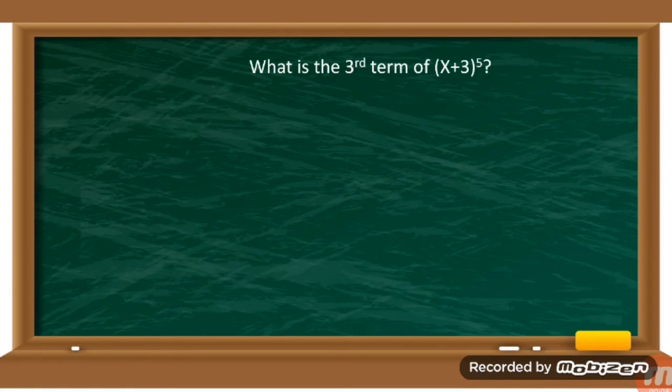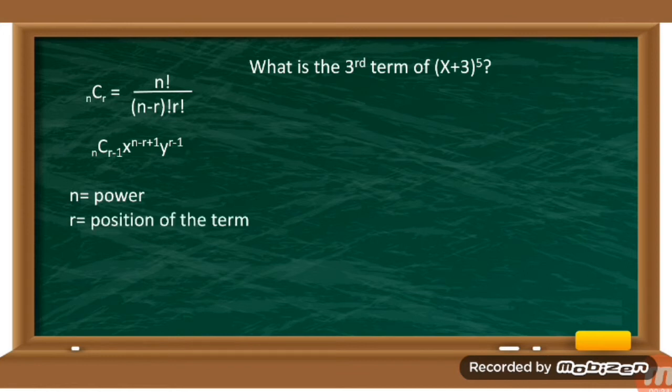What is the third term of quantity x plus 3 raised to 5? So, gagamit naman tayo dito ng combination formula. So, ang una nating formula is nCr is equal to n factorial all over quantity r factorial times quantity n minus r factorial. Ang sunod naman na formula is nC(r minus 1) times x raised to n minus r plus 1 times y raised to r minus 1. So, ano nga ba muna ang n? Ang n natin is power. Then, yung r naman natin is the position of the term.